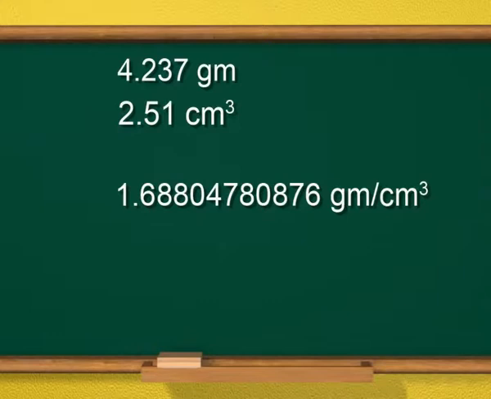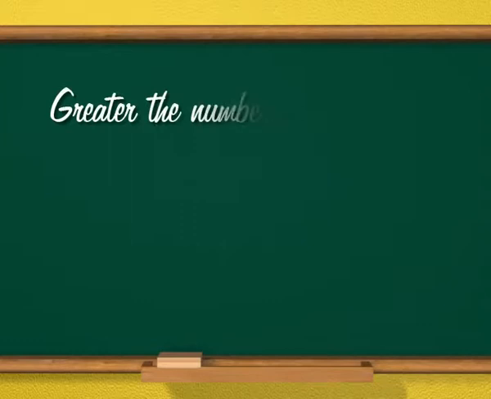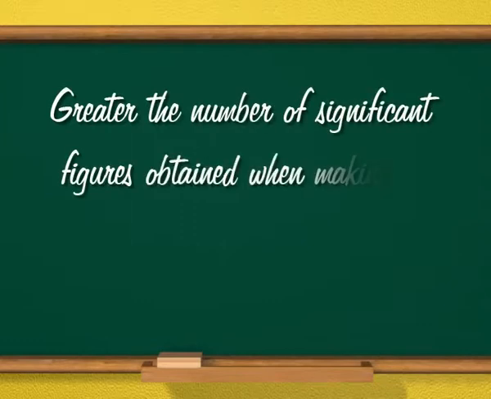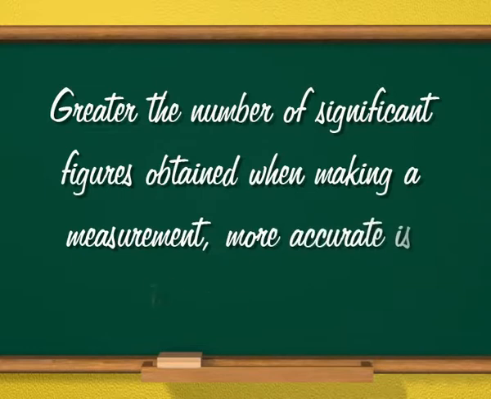It would be clearly absurd and irrelevant to record the calculated value of density to such a precision when the measurements on which the value is based have much less precision. The density should be reported to 3 significant figures only. Therefore, the correct density would be 1.69 gram per cubic centimeter. While recording the numbers in significant figures, it can be observed that the greater the number of significant figures obtained when making a measurement, the more accurate is the measurement.